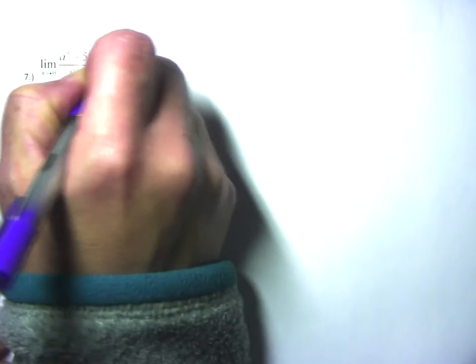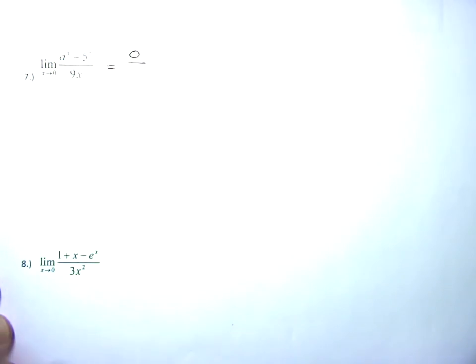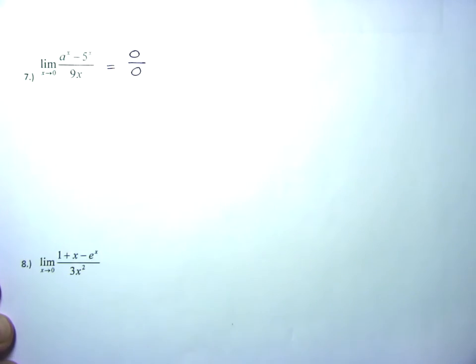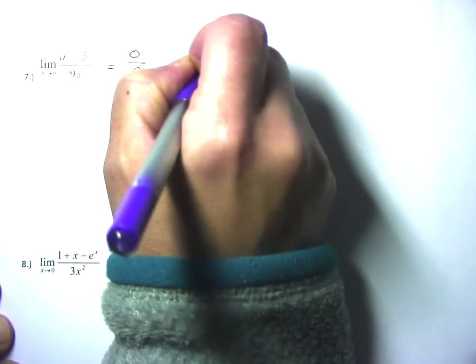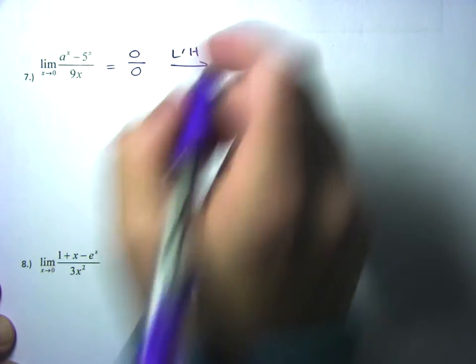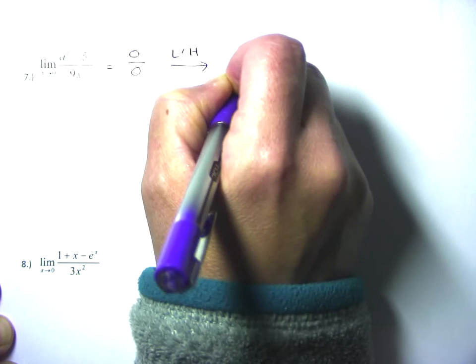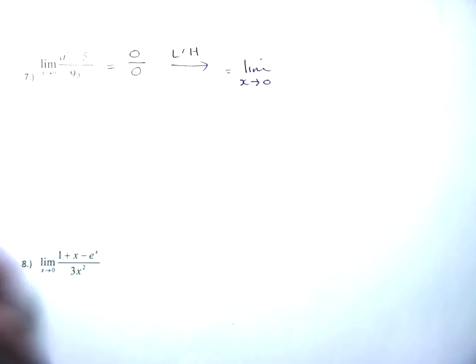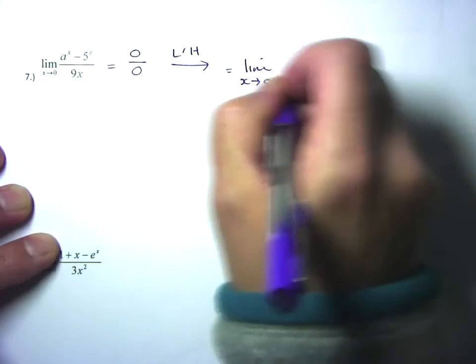All right, so if I plug 0 in for x, a raised to the power 0 is equal to 1. 5 raised to the power 0 is equal to 1. 1 minus 1 is equal to 0, divided by, if I plug 0 into the denominator, 9 times 0 is equal to 0. All right, so the 0 over 0 tells me that we are ready to use L'Hopital's rule. So I will take the limit as x approaches 0 of, here we go.